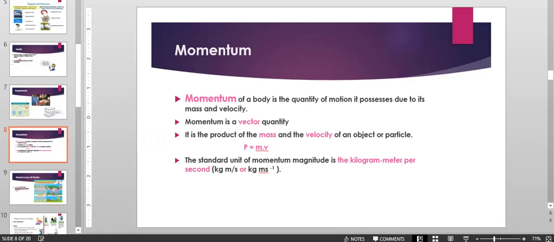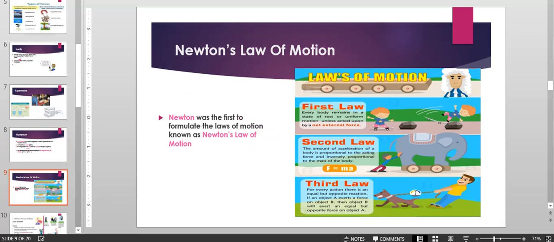I hope students, your concept about momentum is now clear. Let's move on to our next topic. That is about Newton's laws of motion. The very important laws of physics. So, Newton was the first to formulate the laws of motion, known as Newton's laws of motion. There are basically three laws of motion.